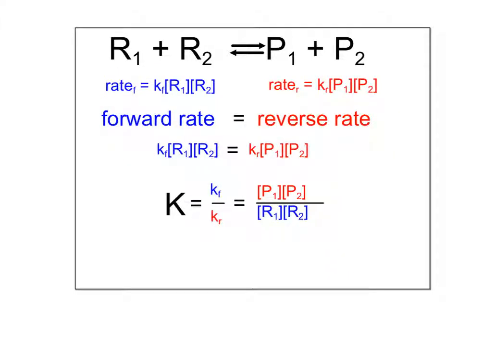Okay, this slide might look a little overwhelming at first, so I want you to just bear with me. We're going to go through it slow. I have a reaction here: reactant 1 plus reactant 2 makes product 1 and product 2. It's a double arrow, which means we have equilibrium.